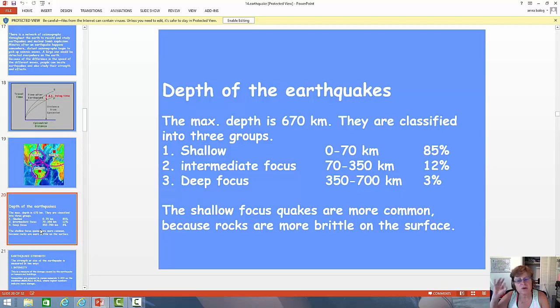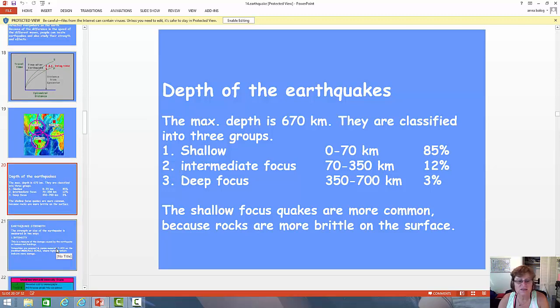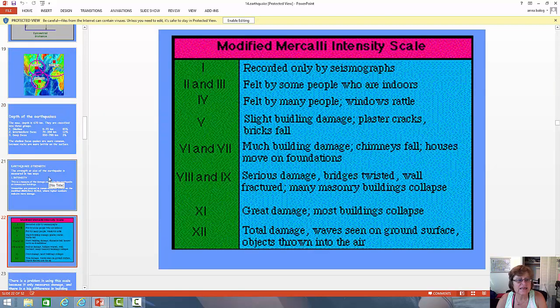The depth of the earthquake, remember, it has to be relatively cold to have a fault line, so therefore most of the earthquakes are shallow. 85% of them are shallow. Very, very few are intermediate, and even fewer are deep focus earthquakes, because it has to be cold and rigid to be faulted. So that's why most of them are shallow. And they actually delineate, meaning they draw the plate tectonic boundaries, because most earthquakes happen along the plate boundaries.